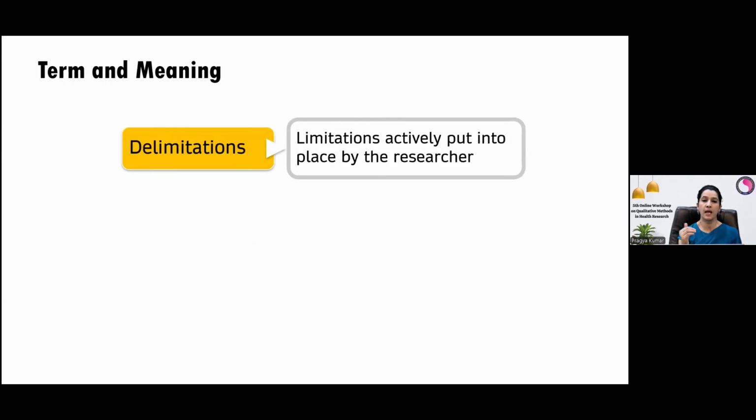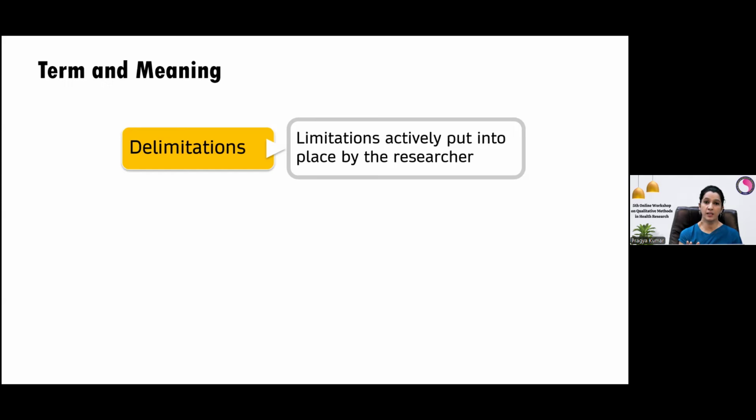Like maybe I'm only doing it in AIIMS Patna. I'm not doing a multicentric study. So this is one of the limitations. If you see the generalizability, maybe it might not be applicable to a primary healthcare center or a hospital which is primary and secondary in nature. I'm only doing it in tertiary. So factors in a primary health center might be different from a tertiary care center. So that is my delimitation.